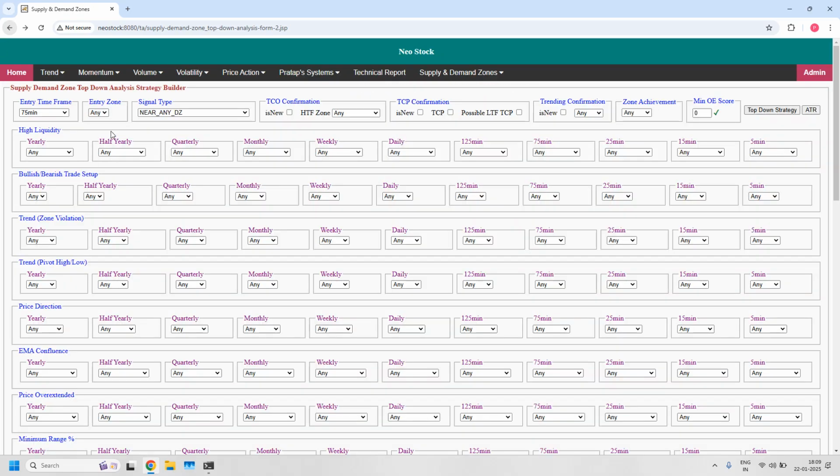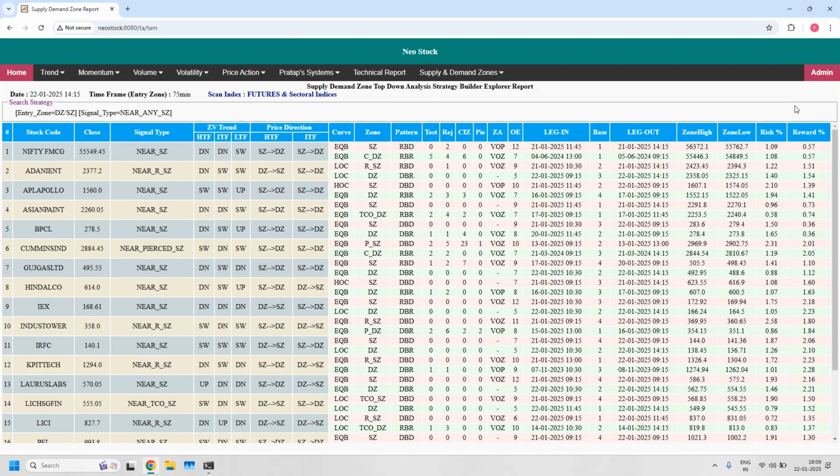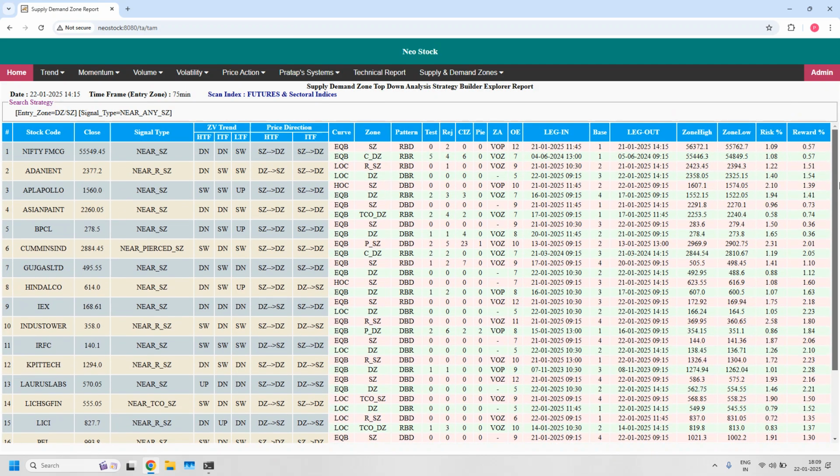Okay. Next, 75 minutes time frame. Let us find the stocks near 75 minutes supply zone. We got 20 stocks. And the first 15 stocks we are seeing in the list. Let us identify high liquidity supply zones from this list. Adani Enterprises is having a high liquidity 75 minute supply zone.